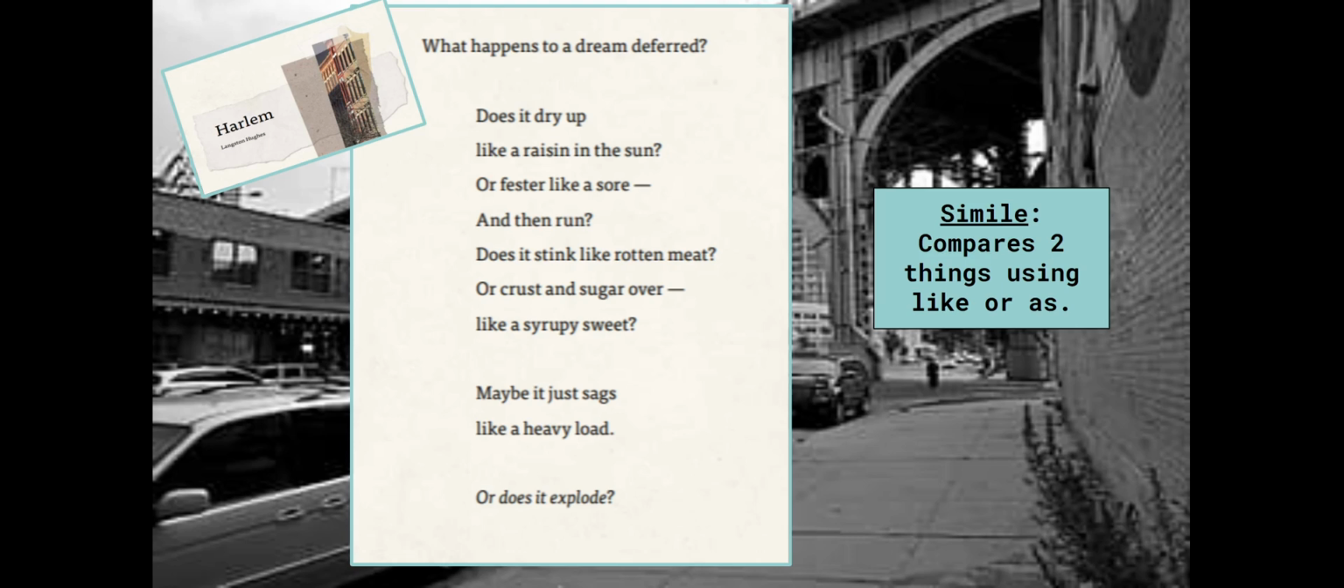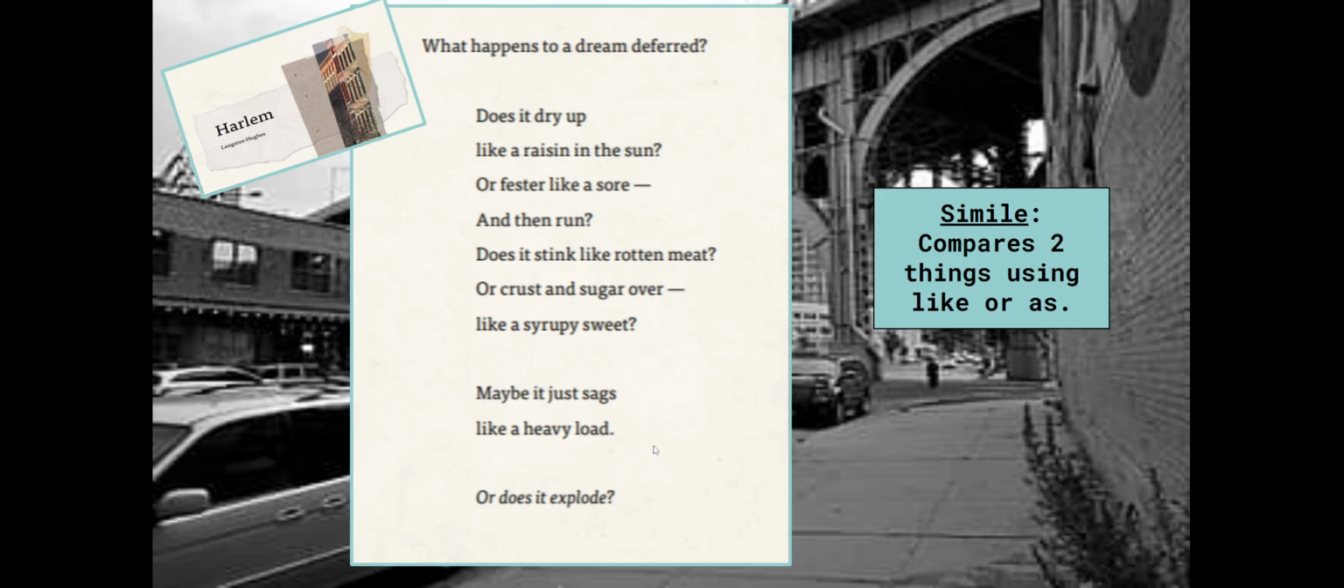I'll read it one more time for you. Does it dry up like a raisin in the sun, or fester like a sore and then run? Does it sink like rotten meat, or crust and sugar over like a syrupy sweet? Maybe it just sags like a heavy load, or does it explode?